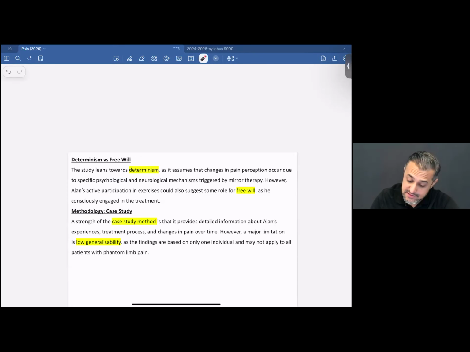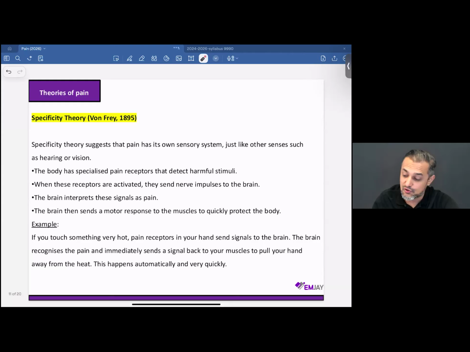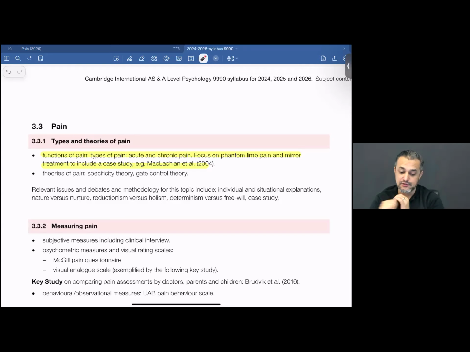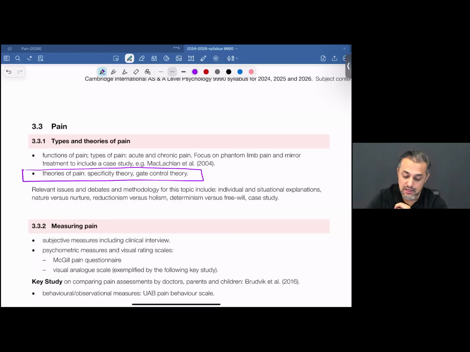Now, taking this ahead, let's move on to the second bullet and talk about different theories of pain. We will talk about two different theories, and there are two theories. Let me take you back to the syllabus. There are two theories that are part of your syllabus, and it's pretty possible that you get a 6-mark question straight away on this alone, and again could be your next possible 6-mark question.